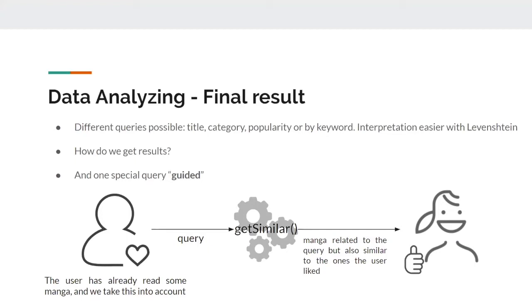This is thanks to our handmade getSimilar function. I'll explain it right after this slide. This functionality is also a key for another query request that I didn't speak of yet. It is the guided query. This query will let MangAdvisor recommend you manga that you may like according to your taste.